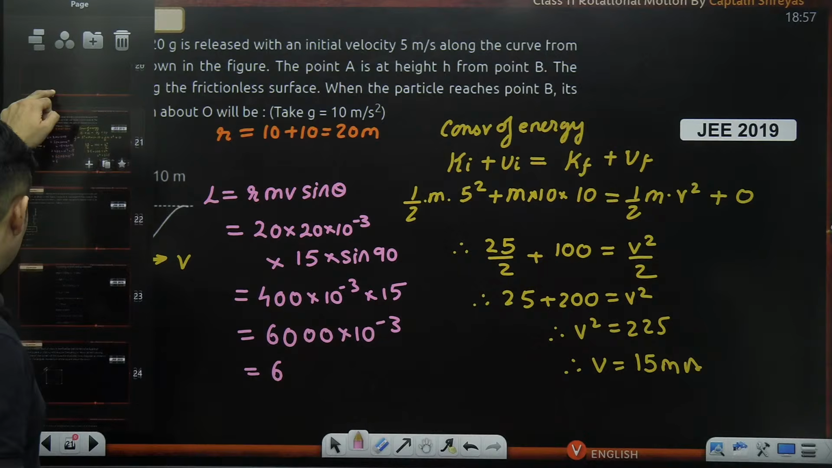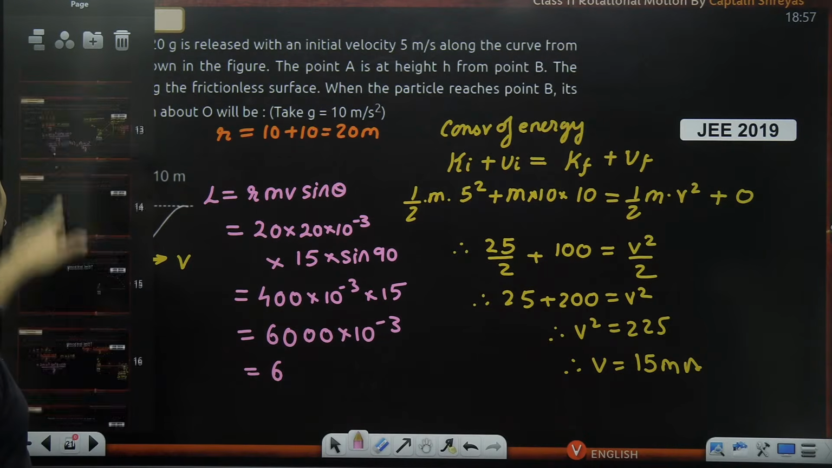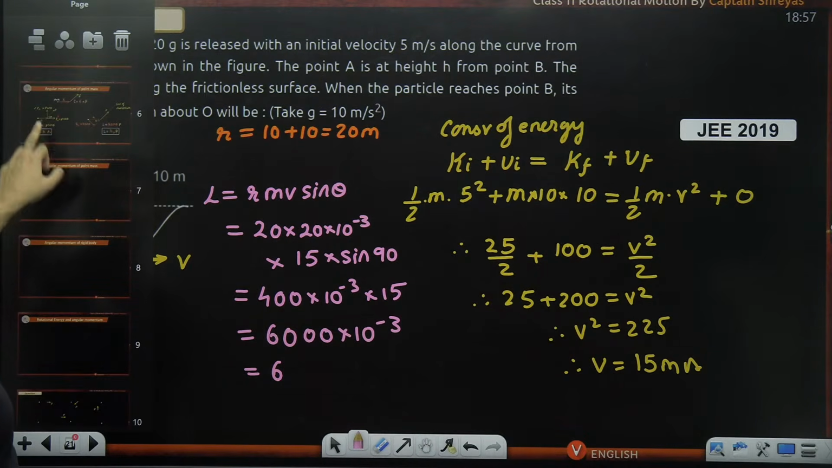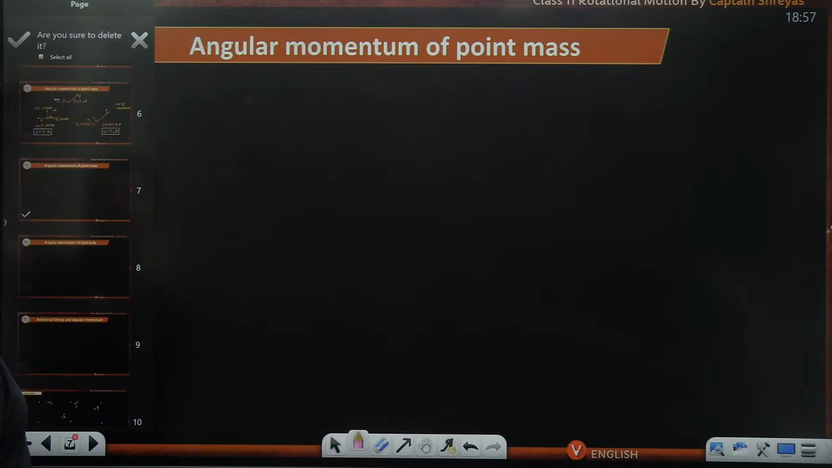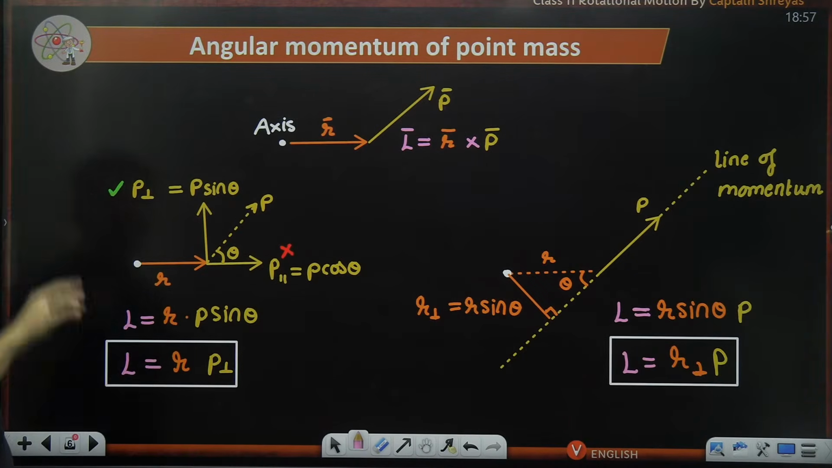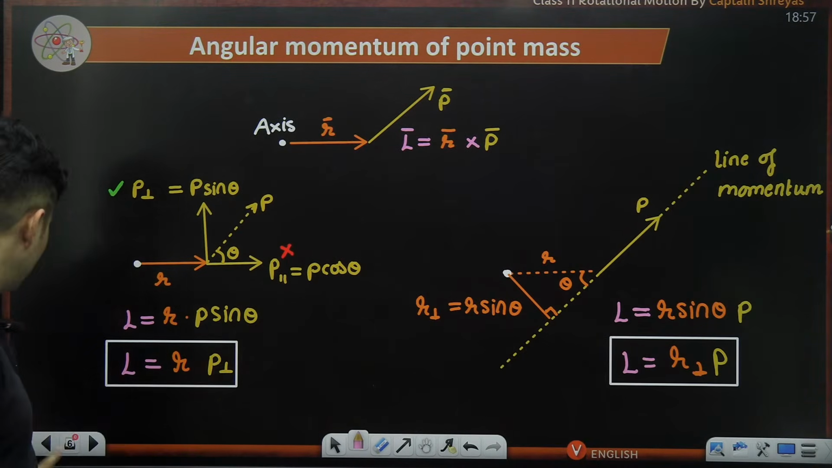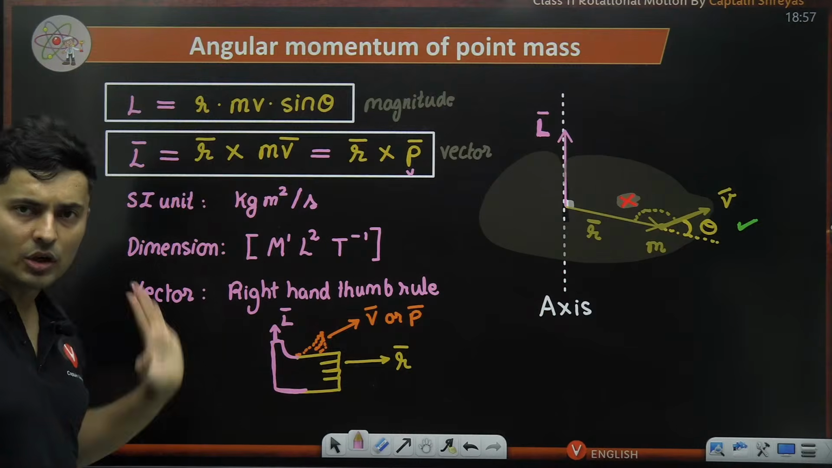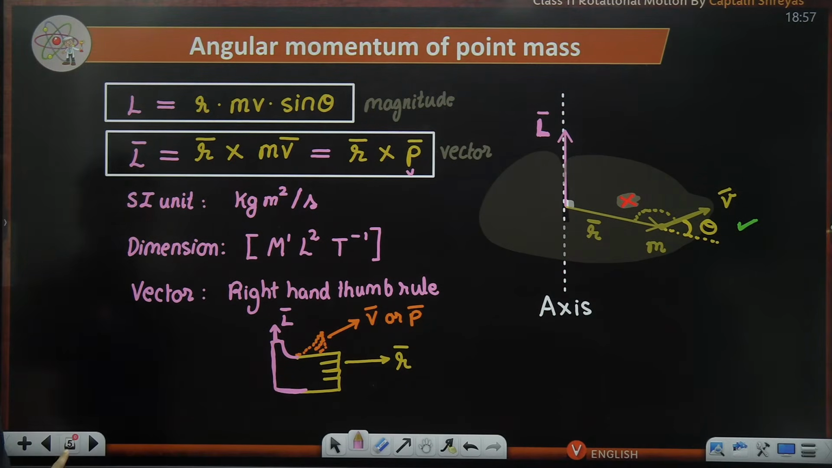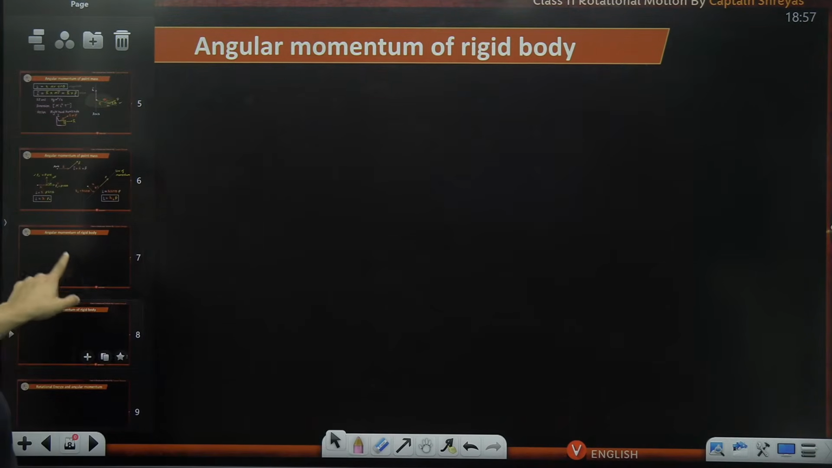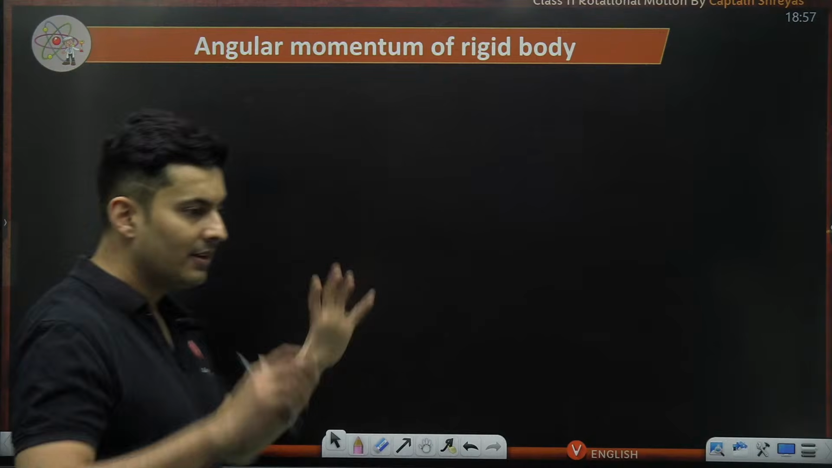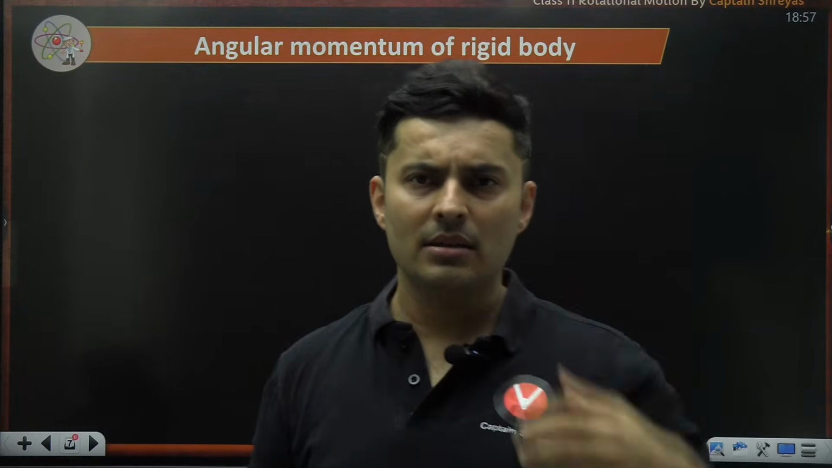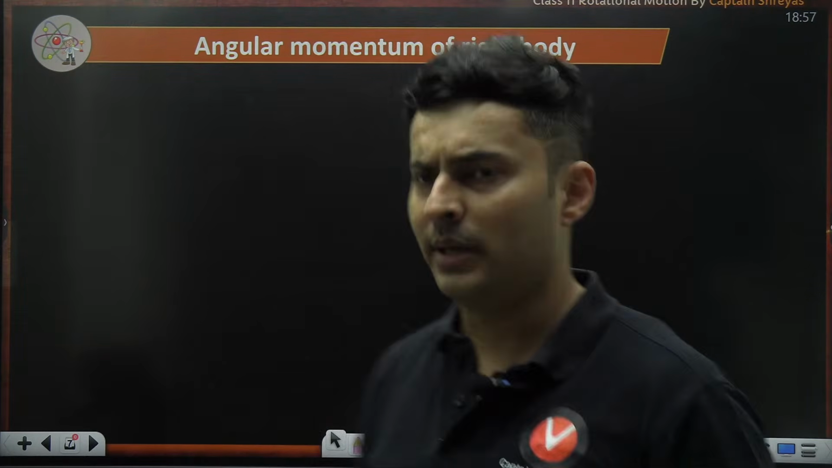So these are the kind of questions which you can solve for point-based masses. For angular momentum of a point mass, whenever it comes, either you use this, or you can directly use the cross product, one of these things. Now, what to do when it is a rigid body? When it is a big body, how do you figure out the angular momentum?